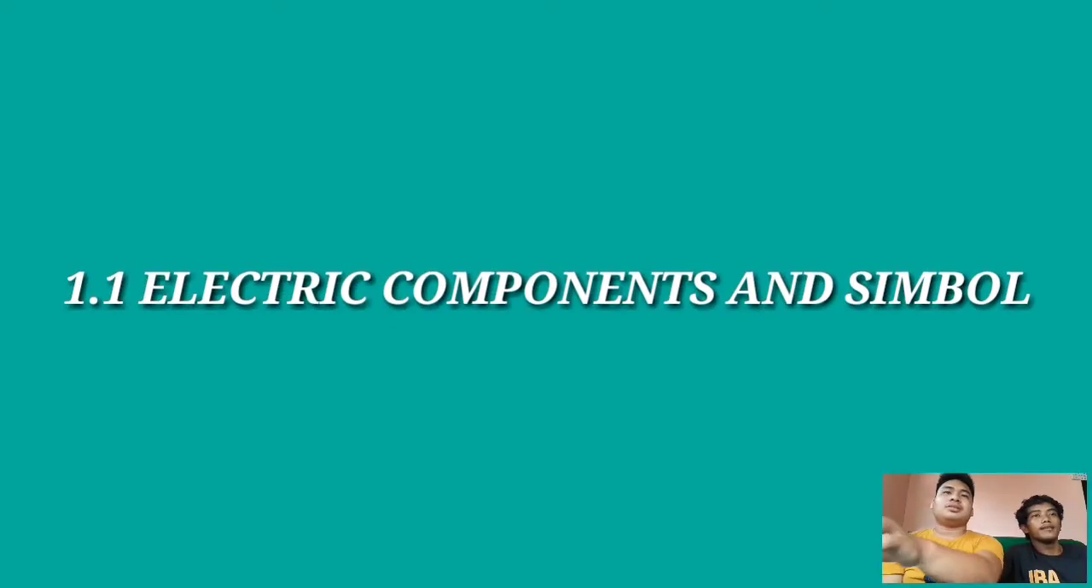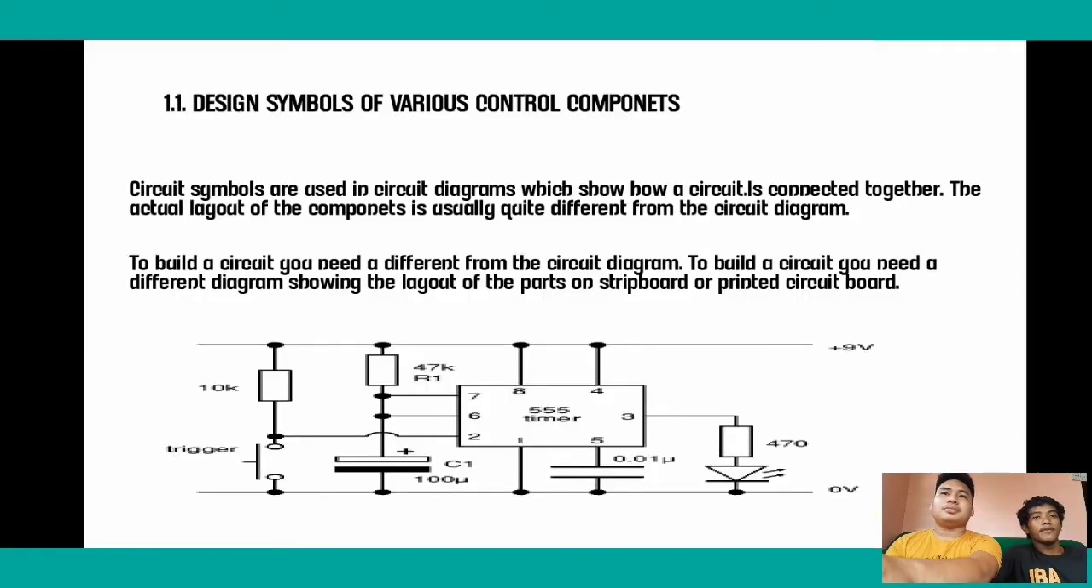Electrical components and symbols. Design symbols of various control components. Circuit symbols are used in circuit diagrams, which show how a circuit is connected together. The actual layout of the components is usually quite different from the circuit diagram.